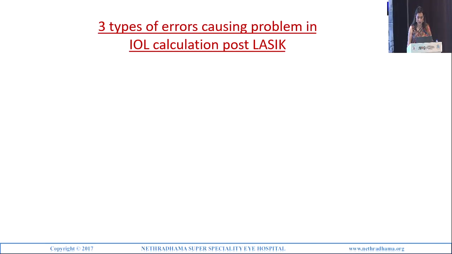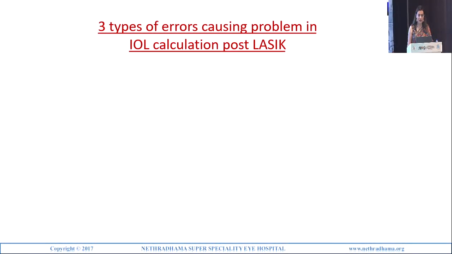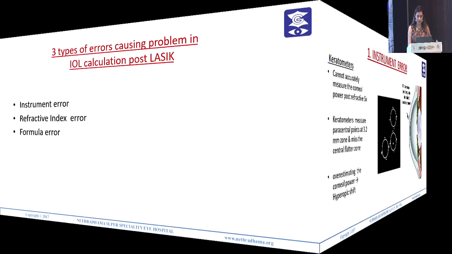So my topic today will be post-refractive surgery IOL power calculation, which was considered a daunting task till a few years ago, but nowadays, because of the availability of a lot of online calculators, this seems to be not so difficult. So what are the 3 types of errors that can cause problems in IOL calculation post LASIK? It could be an instrument error, refractive index error, or the formula error.